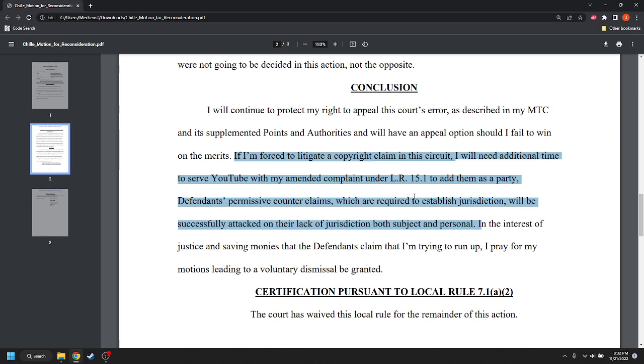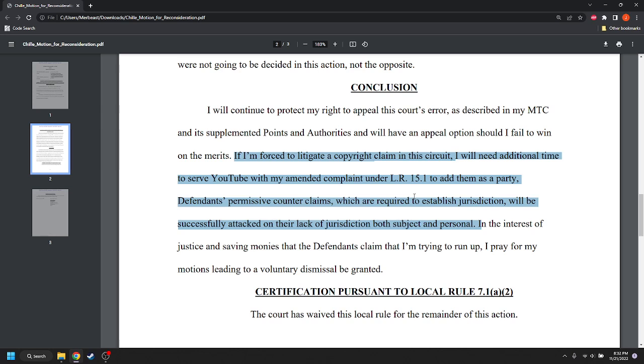Then he says, "Defendants' permissive counterclaims, which are required to establish jurisdiction, will be successfully attacked on their lack of jurisdiction, both subject and personal." Well, no, the court has personal jurisdiction over you because you filed your complaint there. When a plaintiff files a complaint in a court, he is giving that court personal jurisdiction over him. So, no, because they're filing a counterclaim, the court has personal jurisdiction over you.